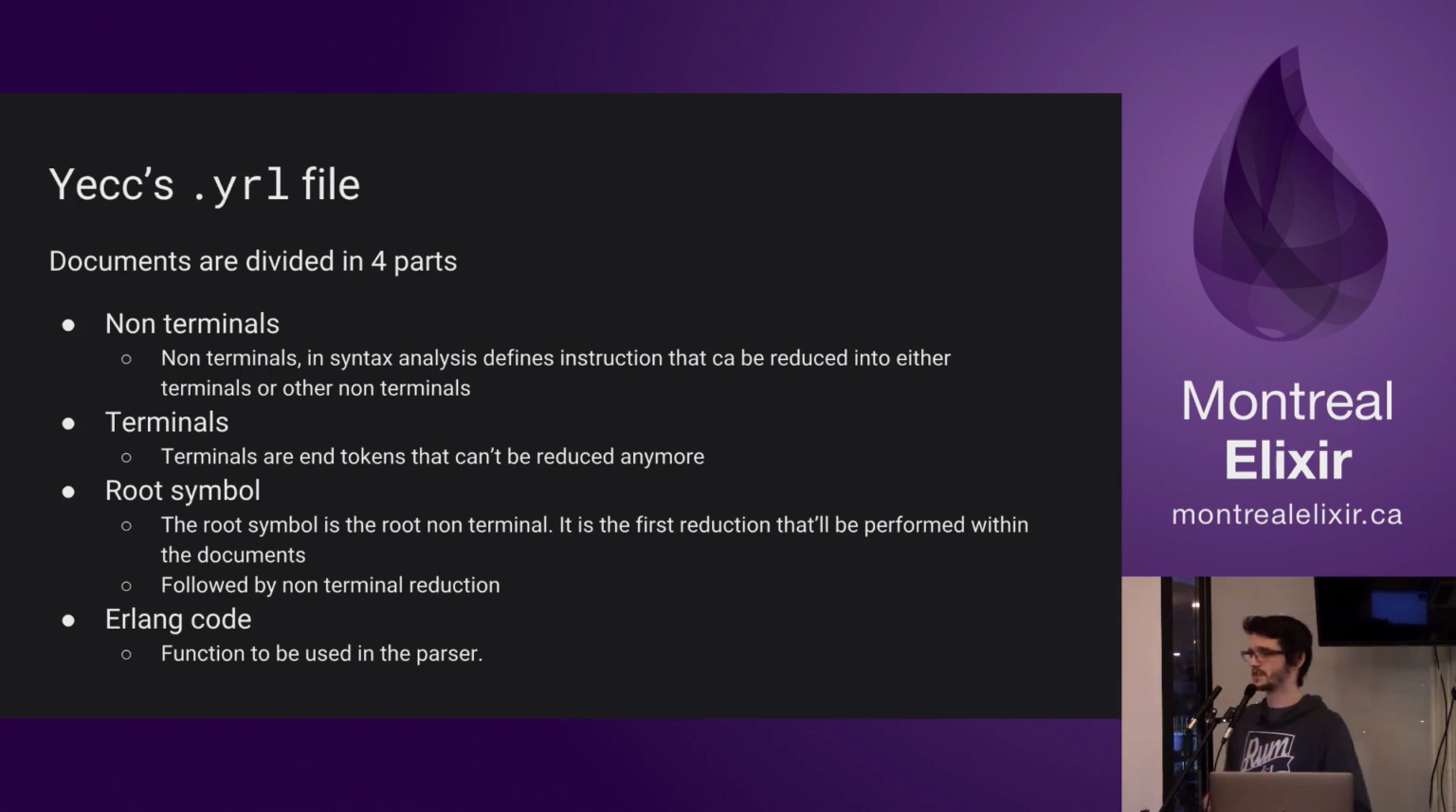After that, you have the root symbol, actually the first element that will be reduced. So for instance, it will be a value in a JSON file, because a JSON can be any kind of value, either null, a complex object, or an array. And we have Erlang code, where we define functions to be used in the parser. You'll see that we use some of these in the parser.